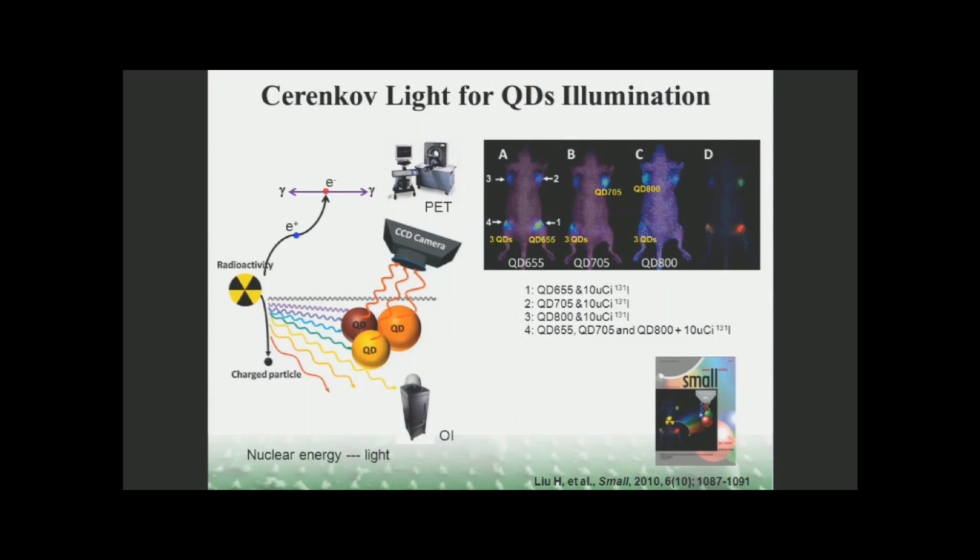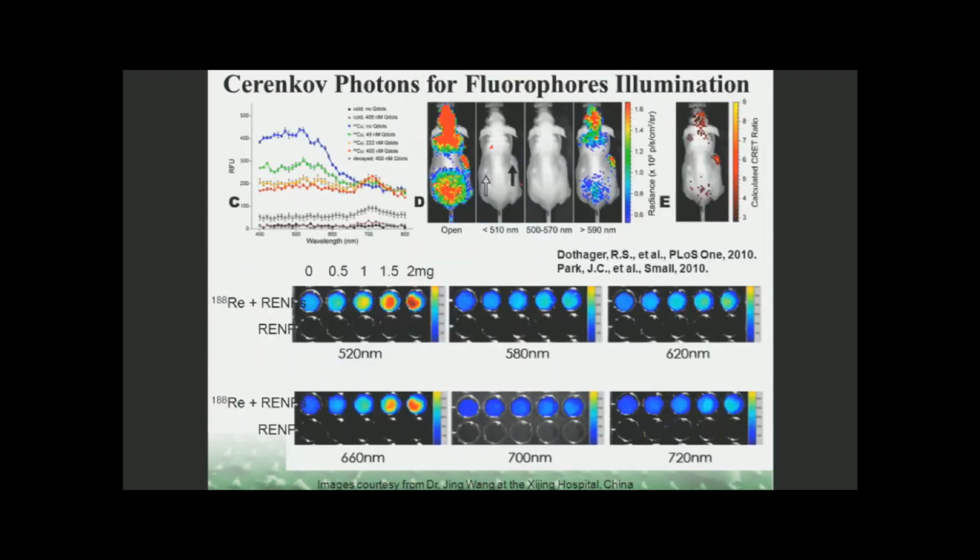As we show here, we use 3 different quantum dots, like QD 655, 705, and 800, and we can use the same radionuclide, like iodine 131, to excite multiple fluorophores simultaneously. If you're interested in this work, you can check the reference. And here people show a similar concept, using different radionuclides and different quantum dots or fluorophores for in vivo imaging.